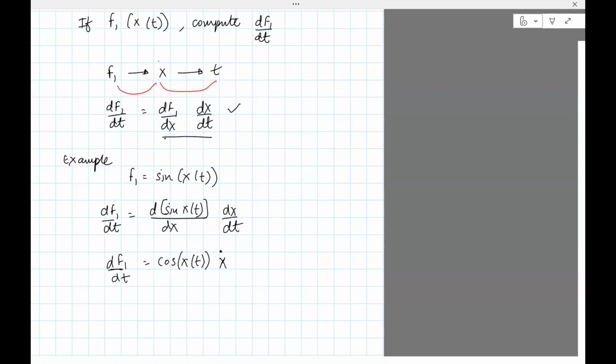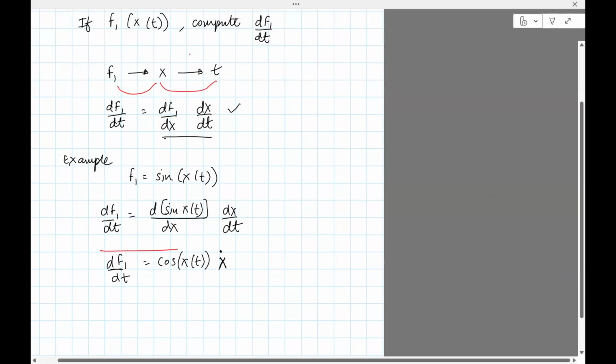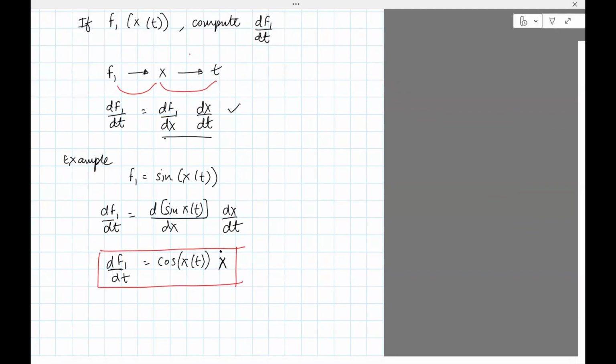So x dot, I just have a notation for that. So x dot is dx dt. So that would be the answer. Okay, so far so good. This is probably the simplest case of applying the chain rule. Now let's make it slightly harder. Let's deal with two variables, where f is a function of not just one variable, but two variables.